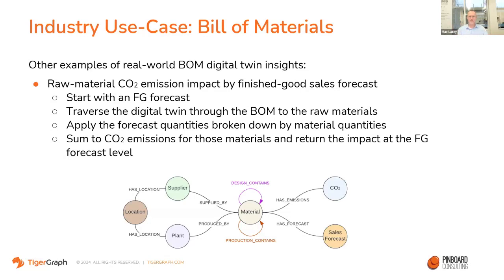Again, with a digital twin, you can do these, right? You can start with a finished good forecast. You can traverse through your digital twin to the bill of materials to get all the impacted raw materials based on the sales forecast. From those, you can look at the plants that produce them. You can apply the quantities and the plants and the emissions to then sum it all up and return it back as one number. You can go, here you go. That forecast will have that emissions impact. And it's the power of digital twin.